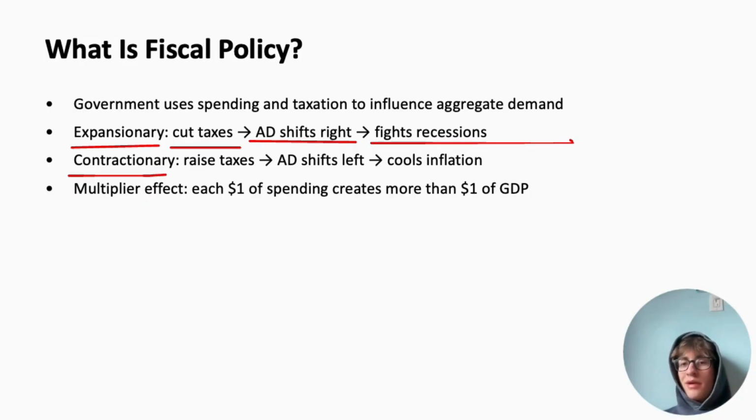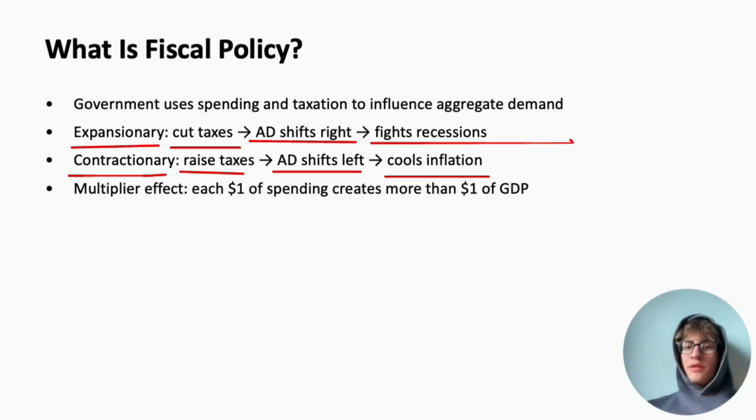So, when the economy is running too hot, there's so much money in circulation and the money is getting devalued, you need to raise taxes, shifting demand to the left, and cooling inflation. So, the reason why any of this works is the multiplier effect. If the government puts $1 into circulation, hopefully it'll create more than $1 in value or GDP.